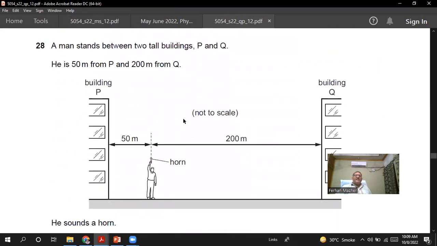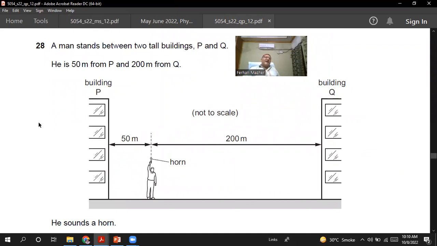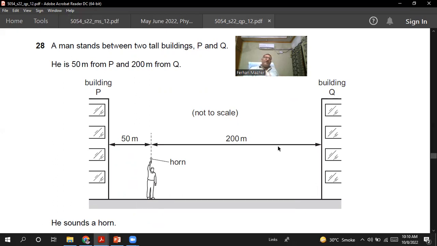So the next thing they are asking us: a man stands between two tall buildings, P and Q. He is 50 meters from P and 200 meters from Q. So these are the two buildings. The man is standing here. The distance from the building P is 50 meters. The distance from the building Q is 200 meters.